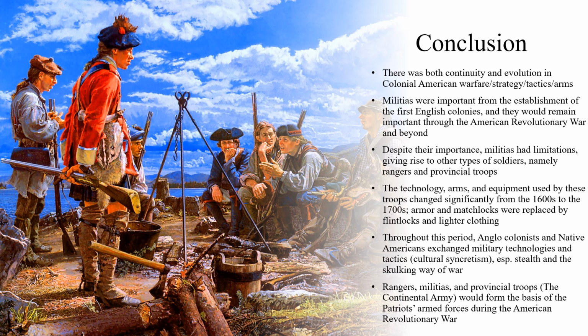The technology, arms, and equipment used by these troops would change significantly from the 1600s to the 1700s. In the early 1600s, soldiers and militiamen were wearing armor. They were using heavy, unreliable matchlock muskets, but over time they began to develop the skulking way of war, stealth-based tactics. They're using flintlock muskets, which are much more reliable and accurate than the matchlocks. They're not using armor as much in the late 1600s and in the 1700s because the Native Americans they're fighting are using flintlock muskets. Armor is not good protection against flintlock muskets.